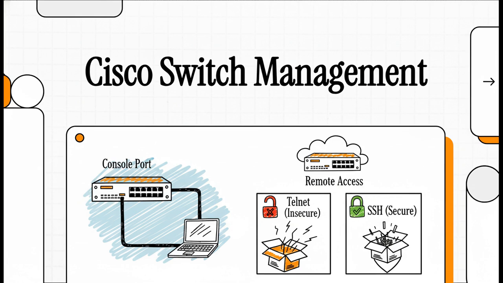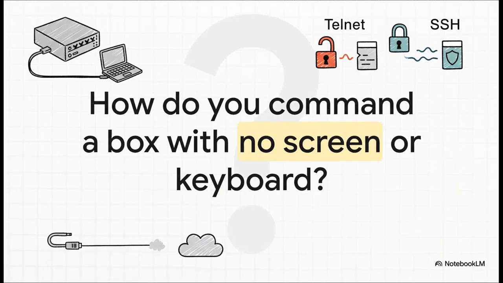to secure remote command. All right, so picture this. You've got this brand new, super powerful network switch. It's got the potential to be the heart of your whole network, but it's just a box. A completely blank slate. There's no display, no mouse, no keyboard. So how in the world do you even start talking to it? How do you tell it what to do?